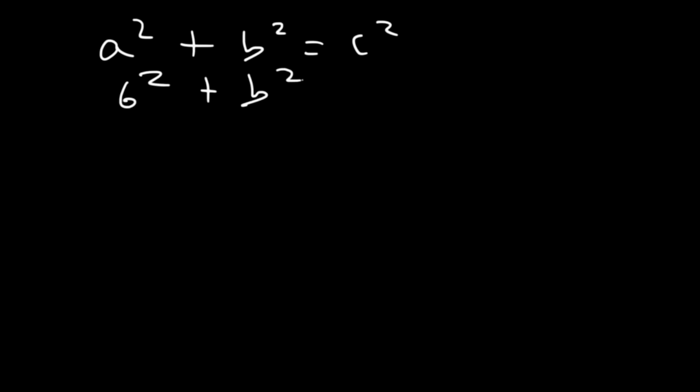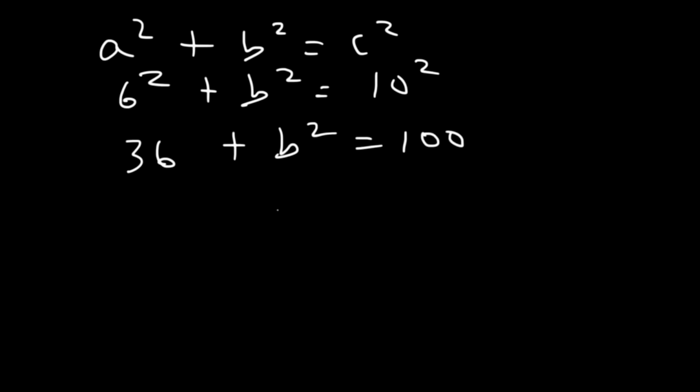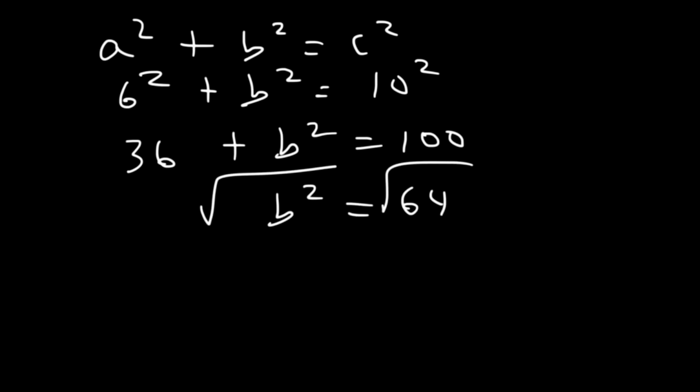So let's prove that. So a squared plus b squared is equal to c squared. a is 6, we're looking for b, and the hypotenuse is 10. 6 squared is 36. 10 squared is 100. 100 minus 36 is 64. And the square root of 64 will give us the missing side, which is 8.